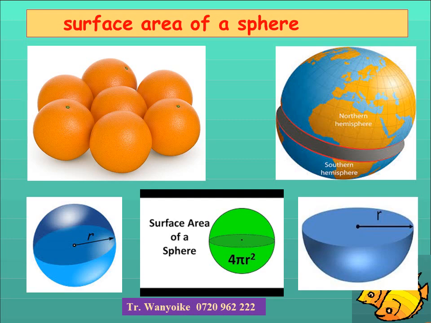If it is half of it, which we call a hemisphere, it will be a half times 4 pi r squared, or when you simplify that, you get 2 pi r squared. So for a hemisphere, it is 2 pi r squared. We'll look at several examples to help us understand more how to get the surface area of a sphere.